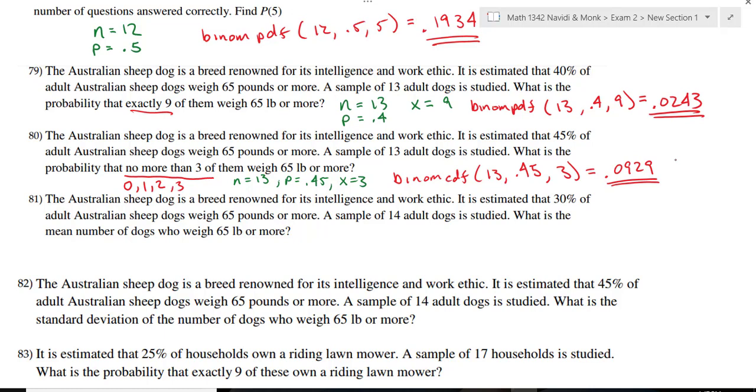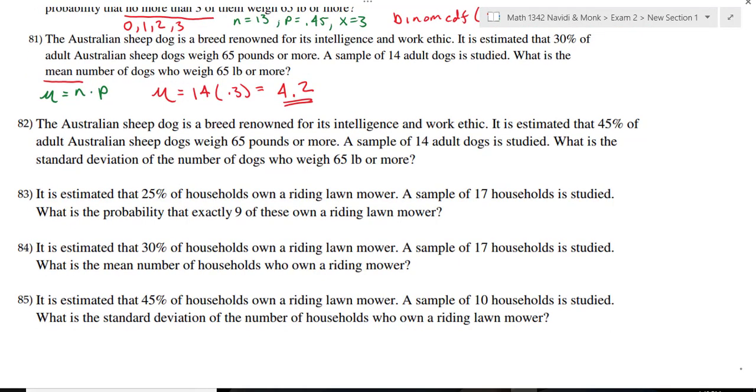Number 81. The Australian sheepdog, once again, it's estimated 30% of the Australian sheepdogs weigh 65 pounds or more. A sample of 14 adult dogs is studied. What is the mean number of dogs who weigh 65 pounds or more? This is a binomial distribution. The mean for a binomial distribution is equal to n times p. For this particular problem, what is n equal to? 14 times what is p? P is the percentage of dogs, 0.30. And 14 times 0.3 is 4.2. So out of 14 dogs, on average, we would expect 4.2 of them to be 65 pounds or more.